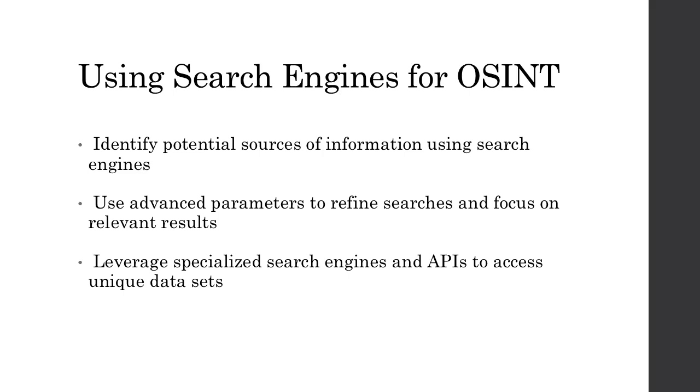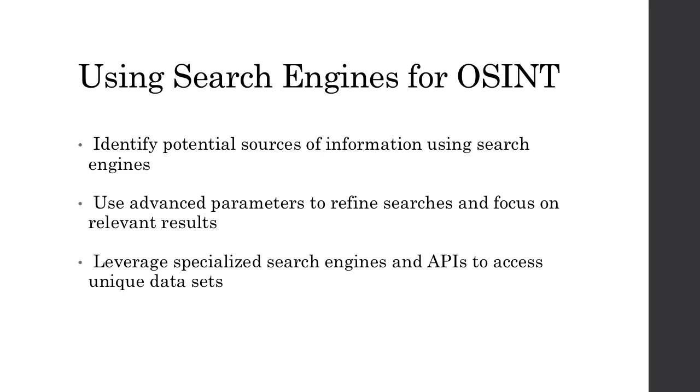Leverage specialized search engines and APIs to access unique data sets. Here's a simple explanation. Using search engines for OSINT, open source intelligence, involves using online resources to gather information about a specific topic, location, or individual. Here are some practical tips.